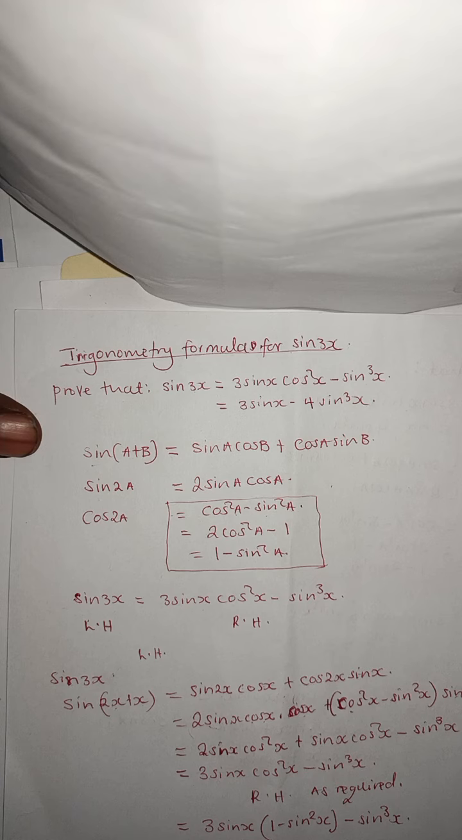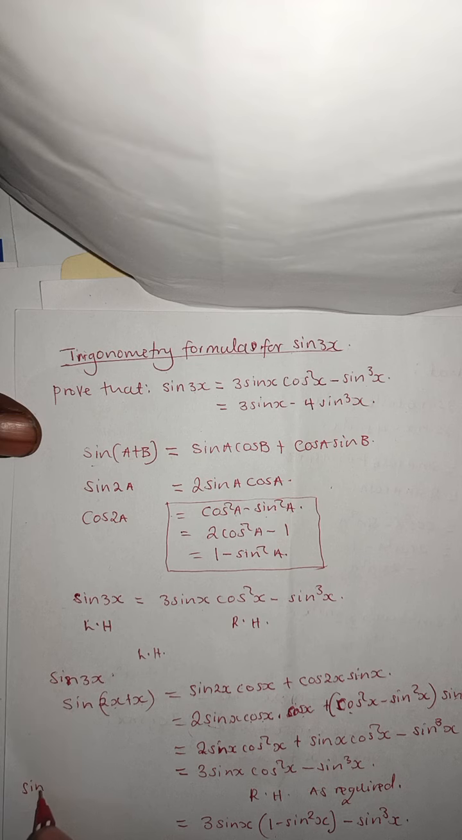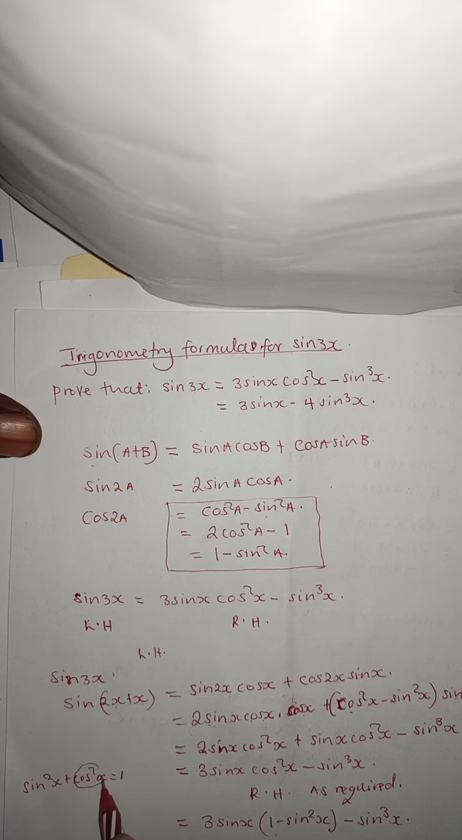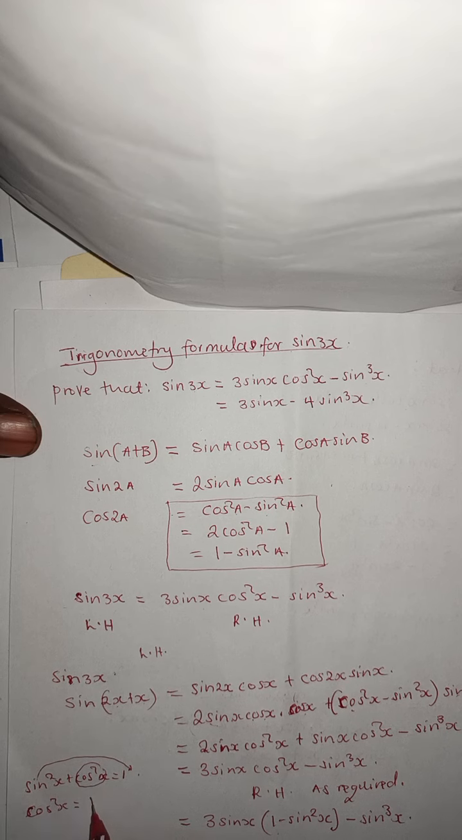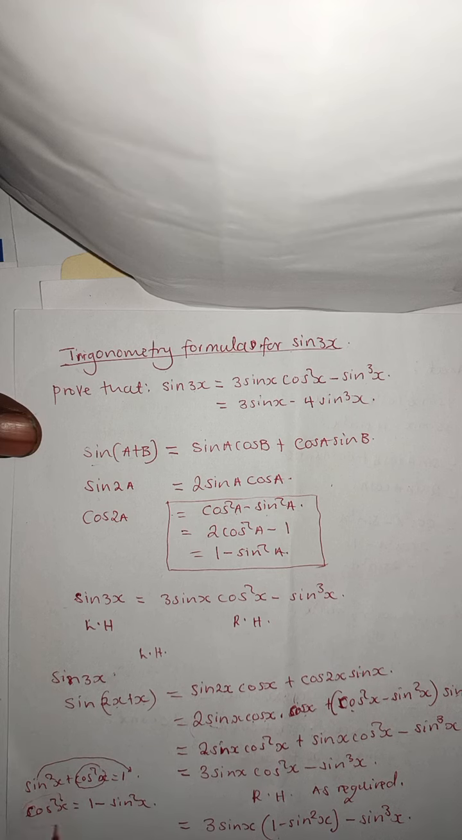Someone may ask me, sir, where did you get 1 minus sin squared x? Don't forget that from the identity, sin squared x plus cos squared x is equal to 1, I have to make this the subject, meaning that I'll transfer this side. Therefore, cos squared x will be equal to 1, and when it crosses the equal sign, it becomes negative sin squared x. You see that wherever I find cos squared x, I'll substitute it for 1 minus sin squared x.